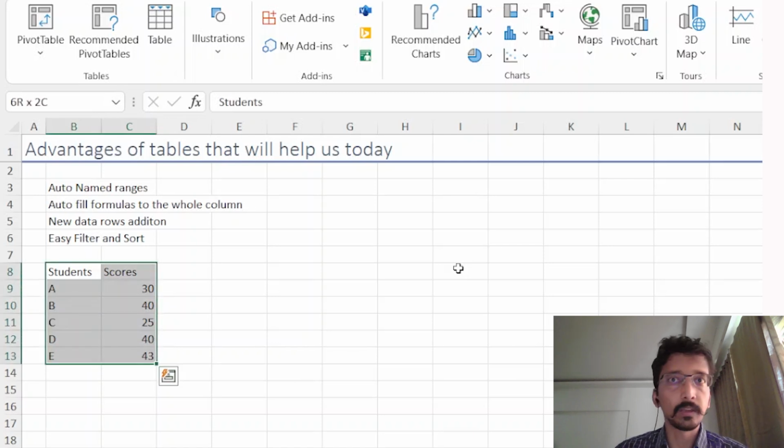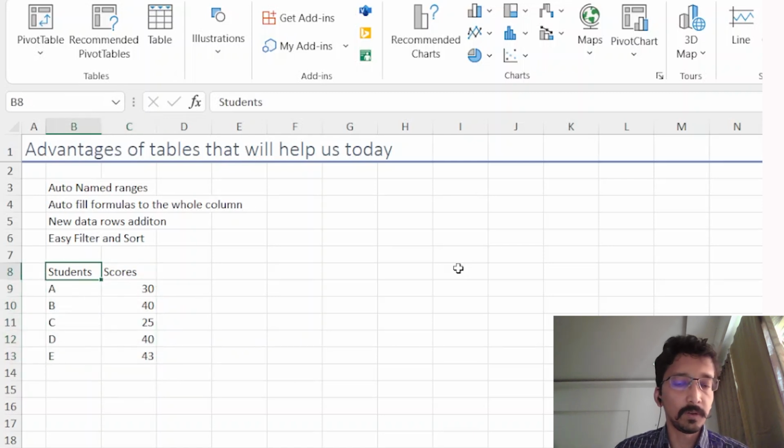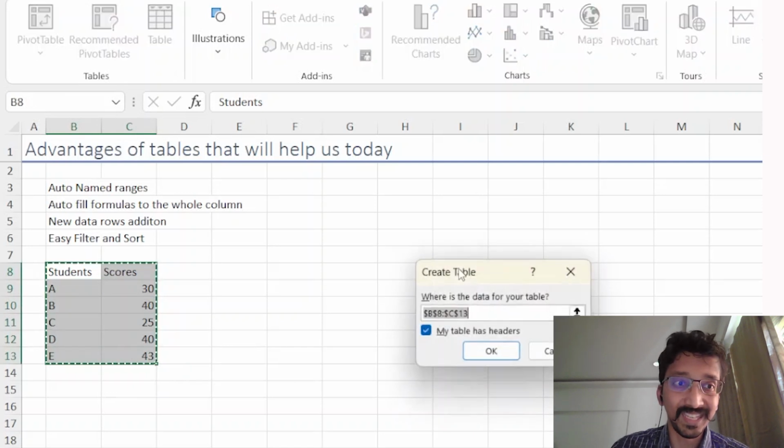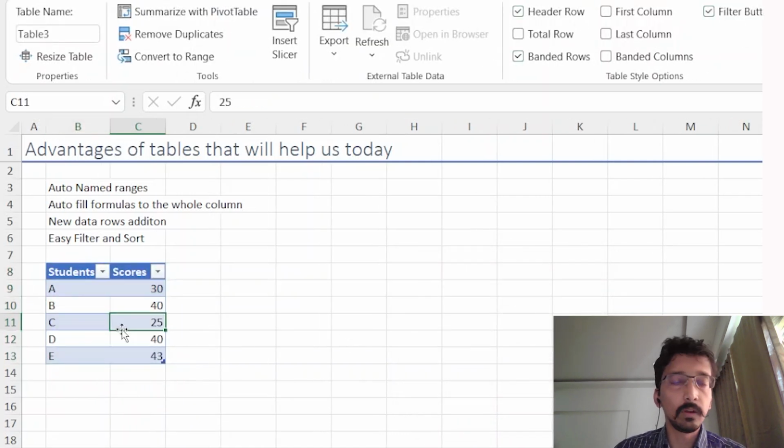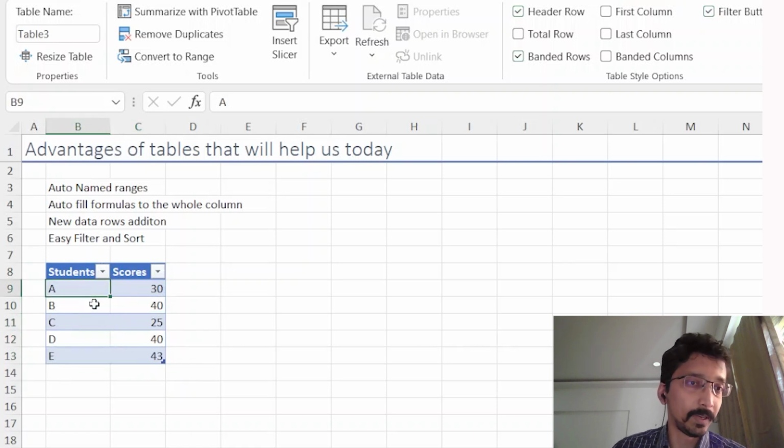This is the data on a regular Excel range, but we can convert this range to a table. I select the whole data, press Ctrl+T on my keyboard. Excel asks me if I want to create a table and gives the range. This is what it's looking at. And yes, my table has headers because the first row is the heading of the table. Now this converts this into a 2 by 5 table with headers in the first row and data in the other 5.